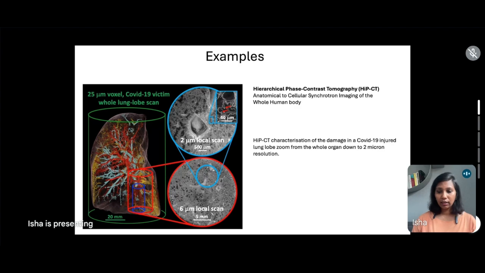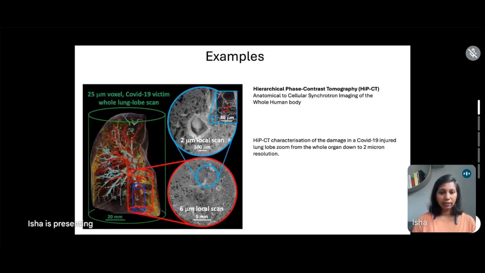So what happens is you can image the whole lung, as you can see here, and then you can go to different levels. So this is the highest level where you can see the lung. This is from a dead COVID patient, and then they looked at different levels. So this is a 2 micrometer local scan and then a 6 micrometer local scan. So it can characterize the damage in a lung lobe, which you cannot see with a normal CT scan. A normal CT scan will not give you this many details.